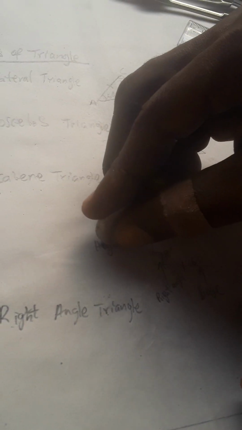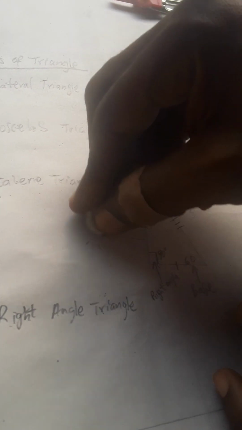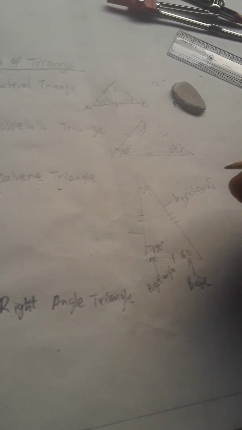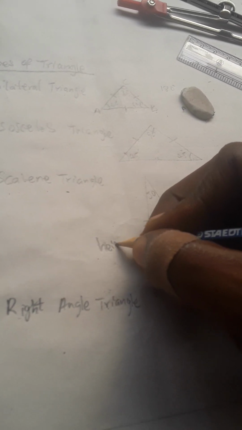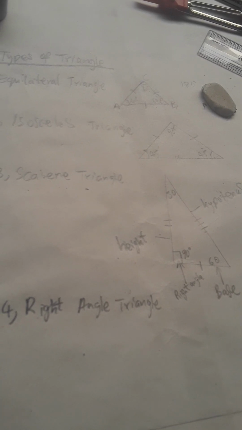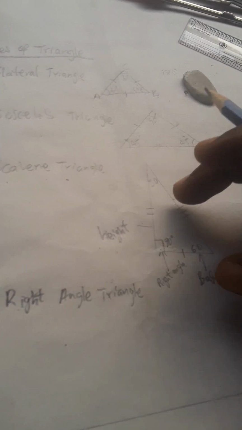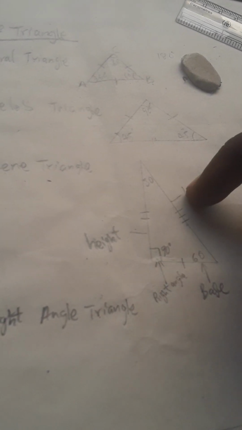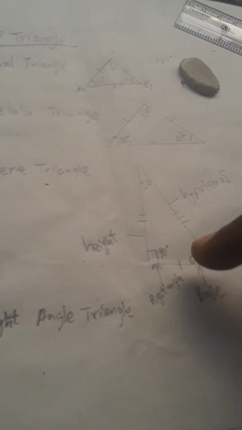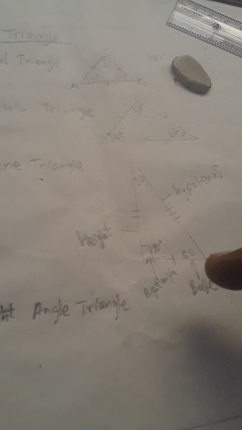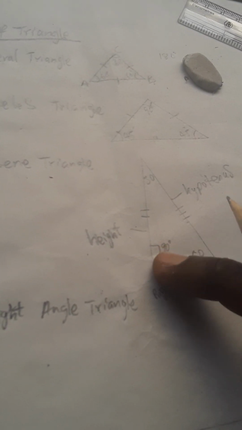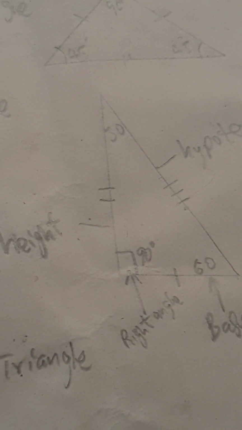This is the height. Sorry. Height. That's the vertical height. So this is a right angle triangle. So this is also a right angle triangle. This is the hypotenuse. This is the base. This is the height. At this point is called the right angle because that's where the 90 degrees is. So they are all right angle triangles.